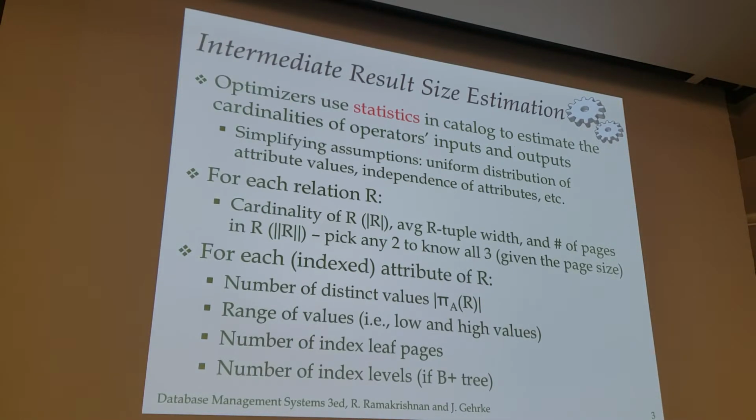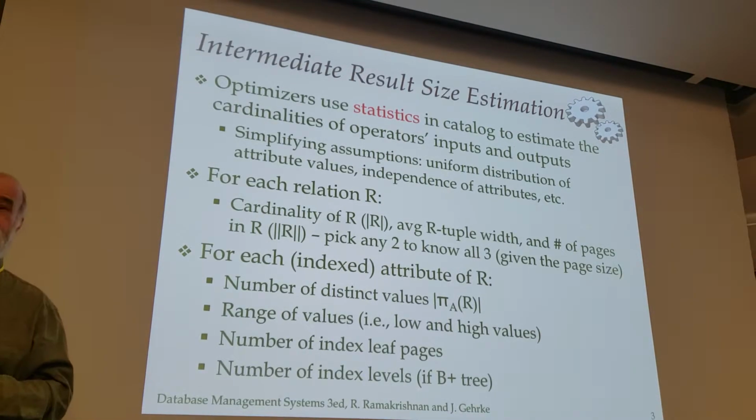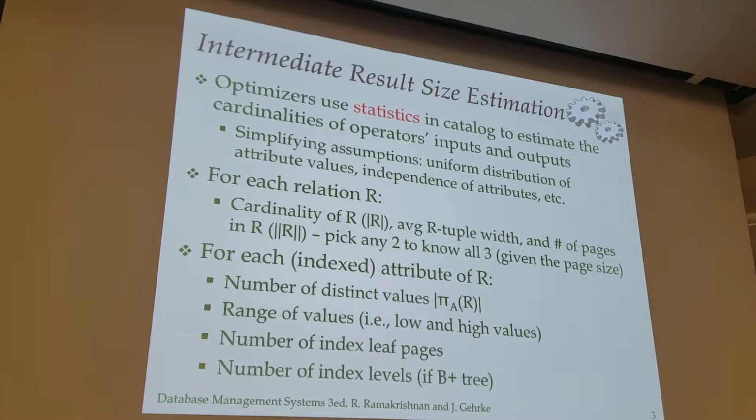For example, if you assume there's no free space, then the number of pages equals cardinality divided by width. With free space, then everything gets thrown off a little bit. If you have an attribute that's indexed, it's not hard to keep track of the number of distinct values because the index can help you figure that out.